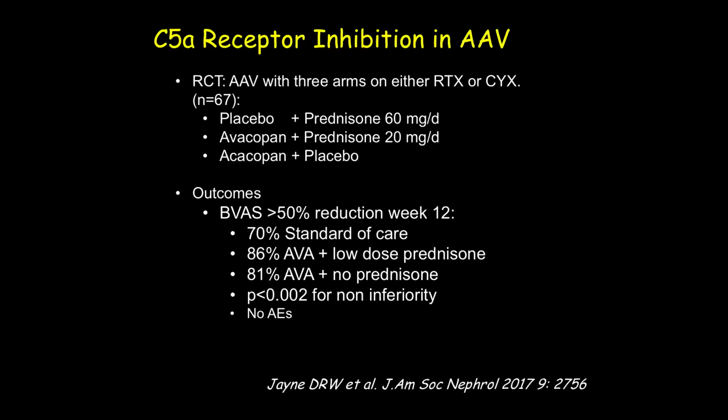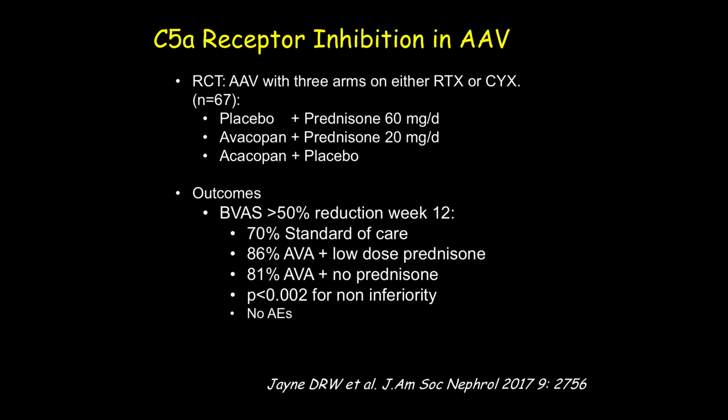So remember, this is kind of guts ball, right? I'm kind of impressed not using any prednisone in somebody with an acute ANCA-associated vasculitis. Pretty impressive. So what happened? Well, in their BVAS scale, the Birmingham Vasculitis Activity Scale, there was greater than a 50% reduction at week 12. That was their outcome. 70% achieved it with the standard of care, that is, placebo plus prednisone 60 milligrams a day. 86% with avacopan plus low-dose prednisone 20 milligrams a day.